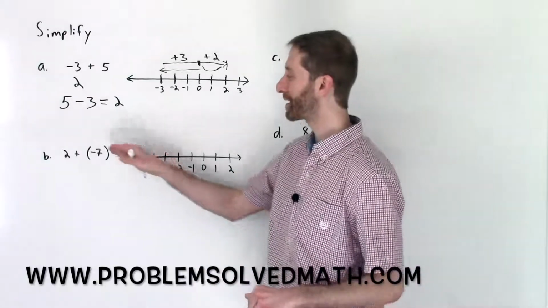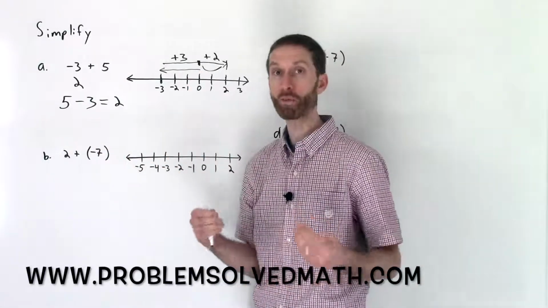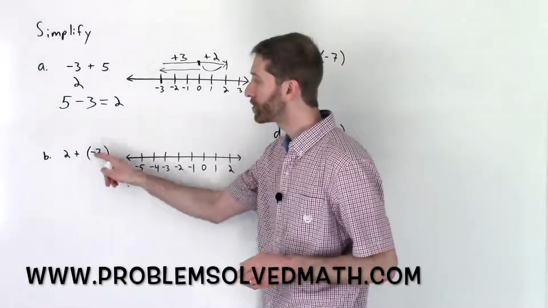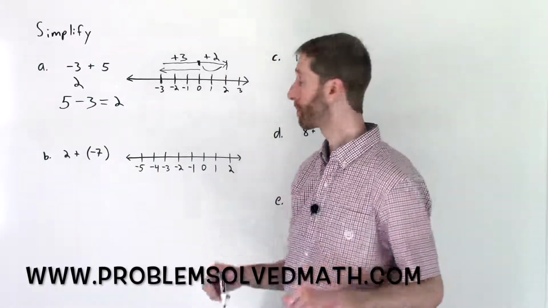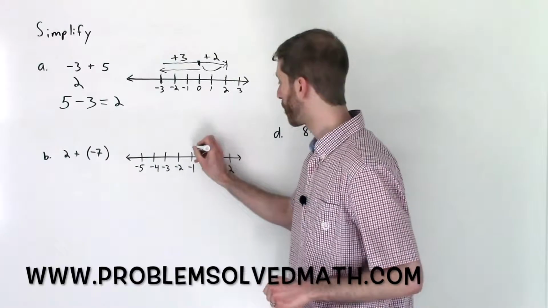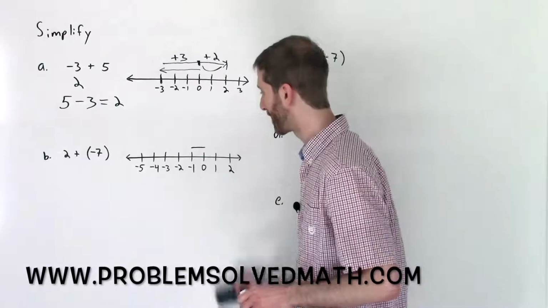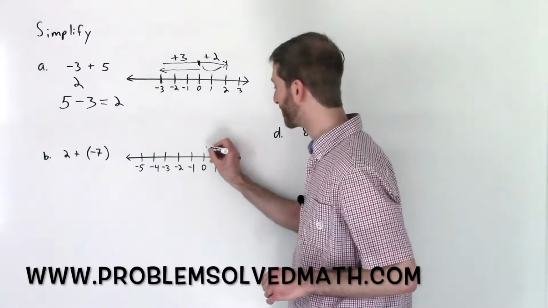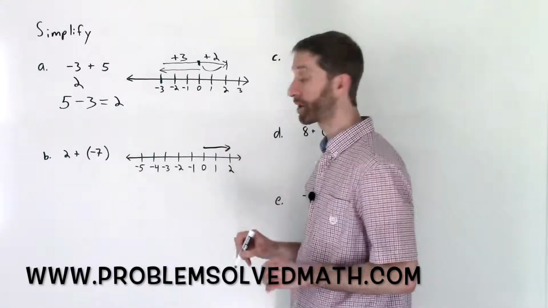All right, let's use that technique here and support it again with one more number line problem, and then we'll do a couple without a number line. Okay, this says 2 plus -7. So with the number line, I would start at 0, and go over to 2. So here we are at 2.